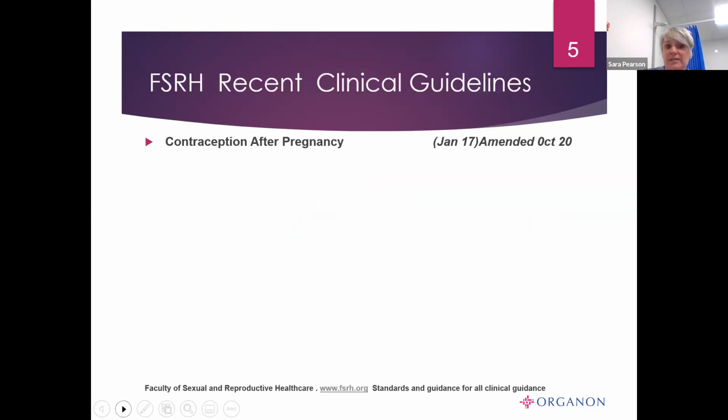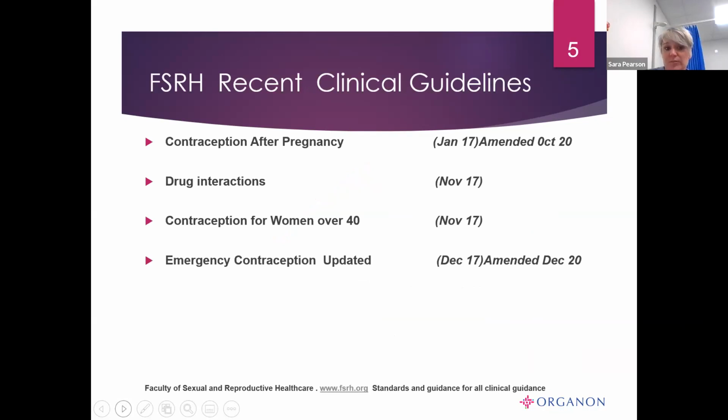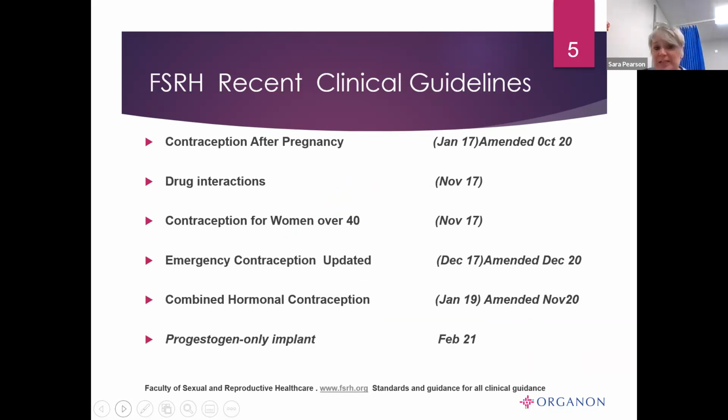So faculty guidance that we've seen within the last couple of years, I'm just going to list them all there. Contraception after pregnancy, from January 2017 and then more recently amended in October 20, is really just pushing for women to be offered contraception much earlier, even at the point where they're discussing contraception throughout their pregnancy. So once they've had this baby, it doesn't come as a shock to them that they're very fertile quite quickly afterwards. So off license, we can offer contraception before day 21.